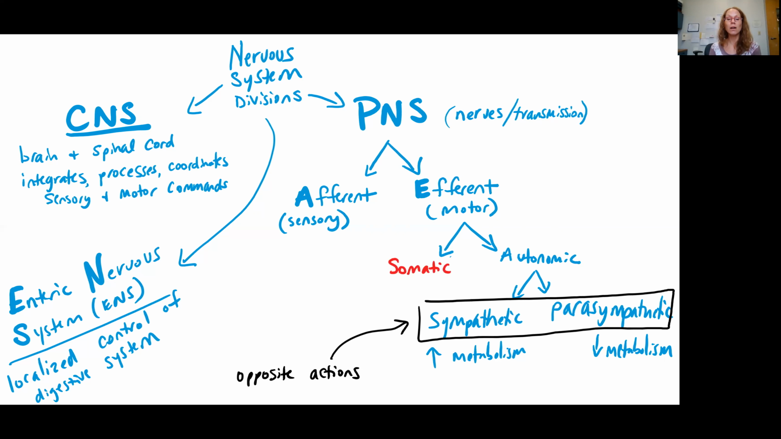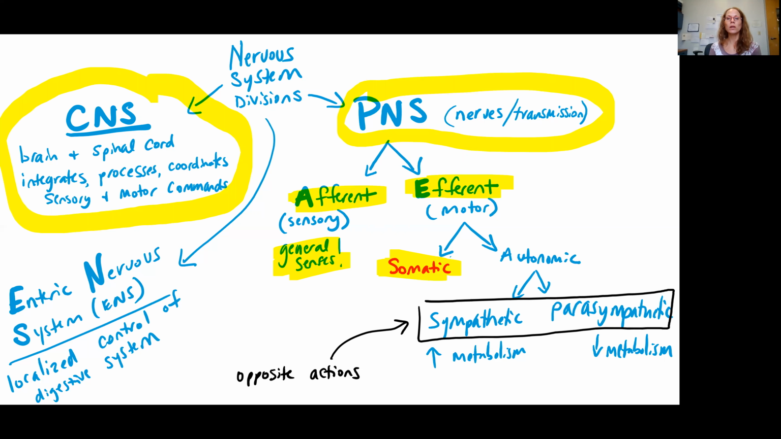Now, in terms of our conversation this semester, we're going to be focusing in on the central nervous system and the peripheral nervous system. We're going to be highlighting what are called your general senses of the afferent division, and then we've already been talking about the efferent somatic division. You're going to save the special senses, the ENS, and the autonomic nervous system for AMP2.